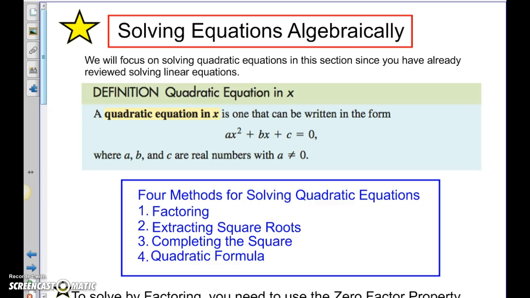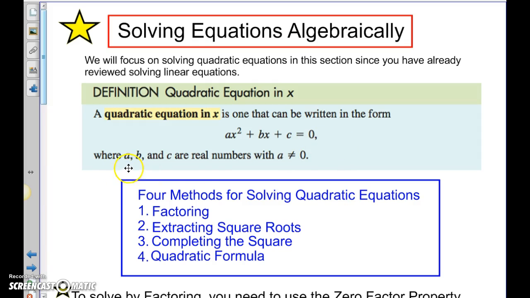Everybody, so we're in P5 and this is the second part, solving equations algebraically. Now, as you look, basically we're going to focus on solving quadratic equations in this section because we did linear last week or the week before. So just thinking about a quadratic equation in x, you have to have an x squared. That's what makes it the quadratic. So it's going to look like something x squared plus something x plus something. And then we're going to equal it to 0 because that's how we're going to find our roots or our zeros.